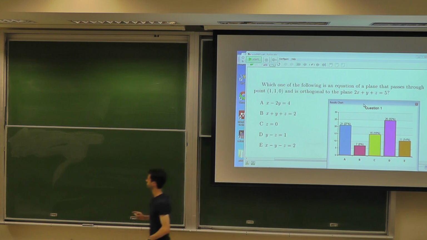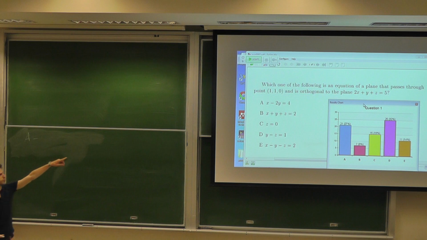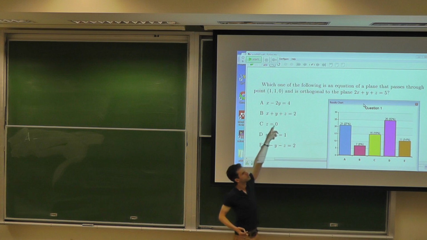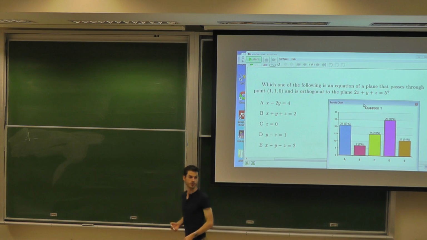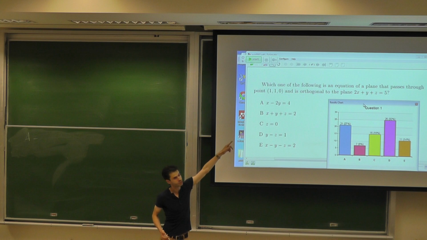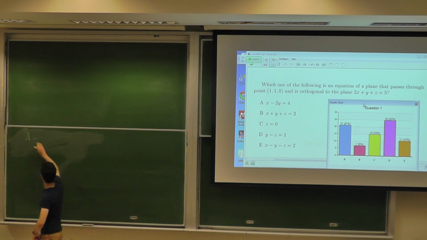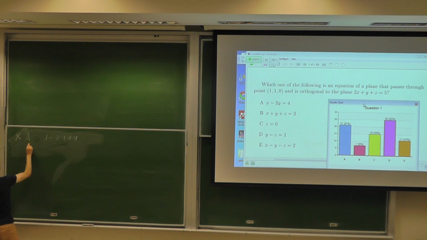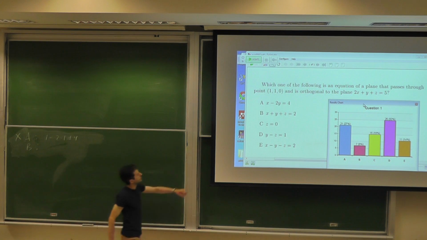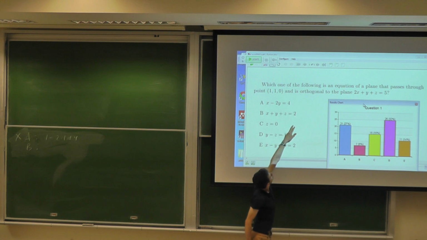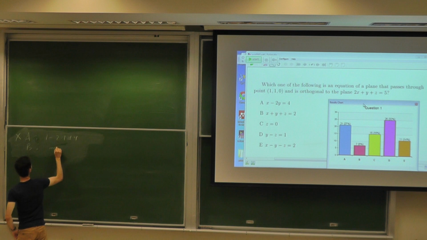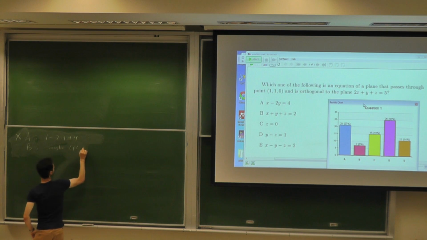Let's eliminate some answers. A. Well, is the point on the plane? I should plug in x equal to 1, y equal to 1, z equal to 0 and check whether this equation is satisfied. Well, it isn't. 1 minus 2 times 1 is not 4. So it's not A. B. 1 plus 1 plus 0 is equal to 2, so maybe for now. The point is there.